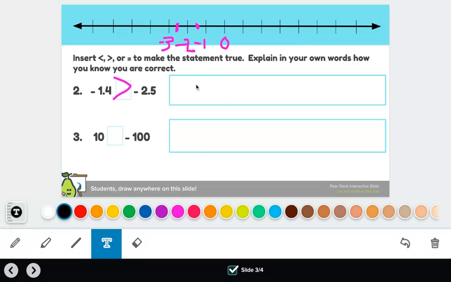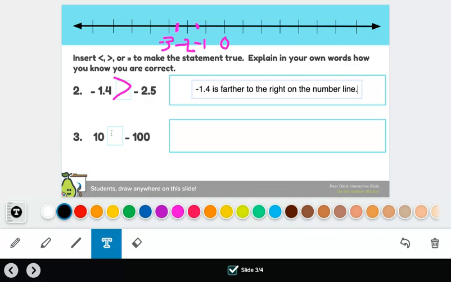In terms of what you should write over here, something about -1.4 being farther to the right on the number line. Or you could have talked about how with positive numbers, 2.5 would be greater than 1.4. But with negative numbers, the order gets reversed since the numbers are getting smaller to the left.